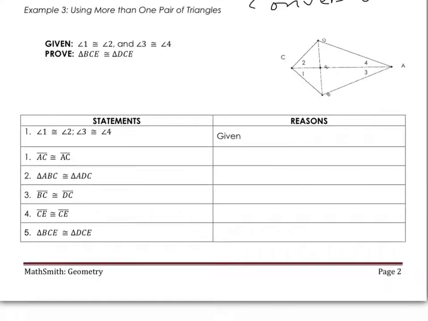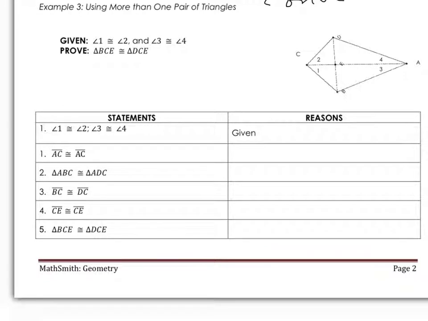Okay, and we're going to continue on with one more proof now under example 3. We're given that angle 1 is congruent to angle 2, and that angle 3 is congruent to angle 4. And we must prove that triangle BCE, that's this little triangle right here, is congruent to DCE. All right, let's see how we can go about doing that.